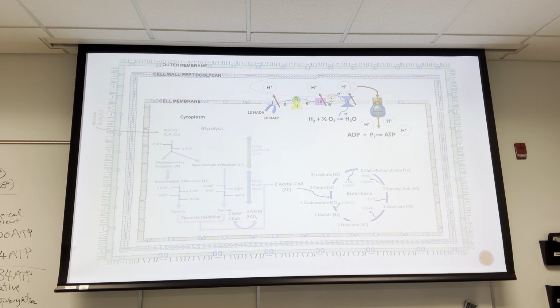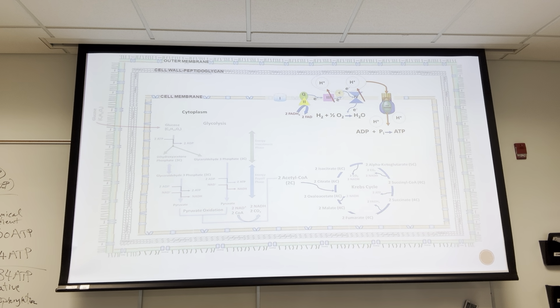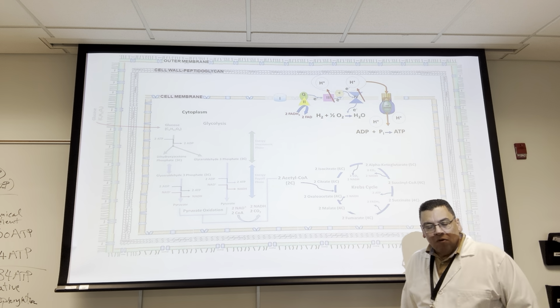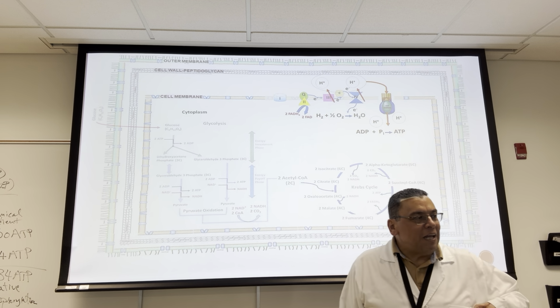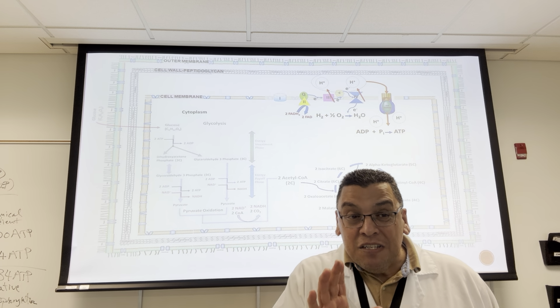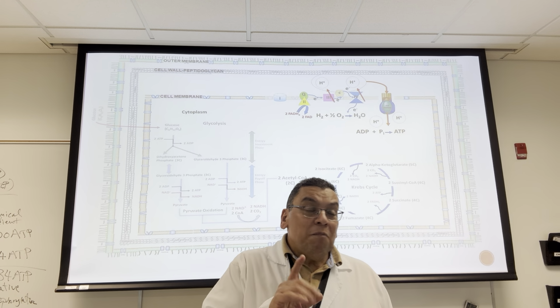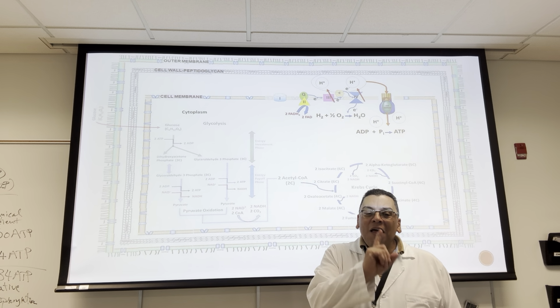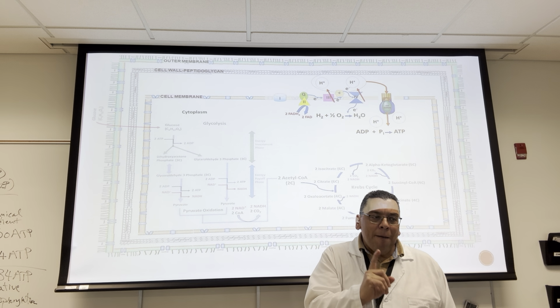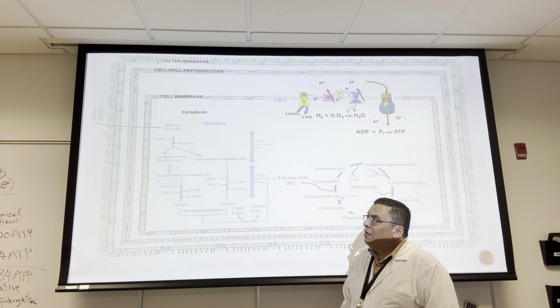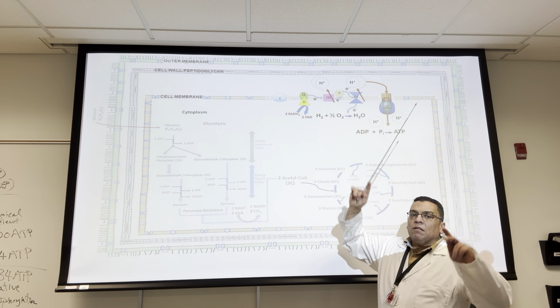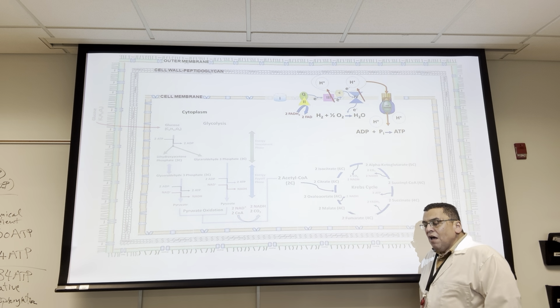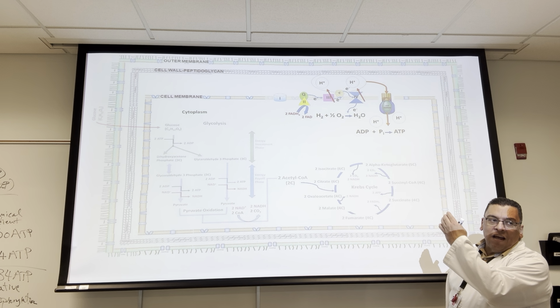FADH2 does not know anything about complex 1. It goes directly to complex 2. FADH2 goes to complex 2. You can make a song out of it. How's that? It delivers the electrons to complex 2, but you gotta catch this part. Complex 2 does not pump hydrogen. All complex 2 does is give the electrons to ubiquinone. That's it. The rest of it is exactly the same.